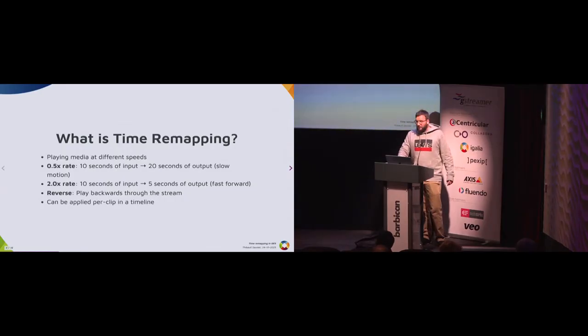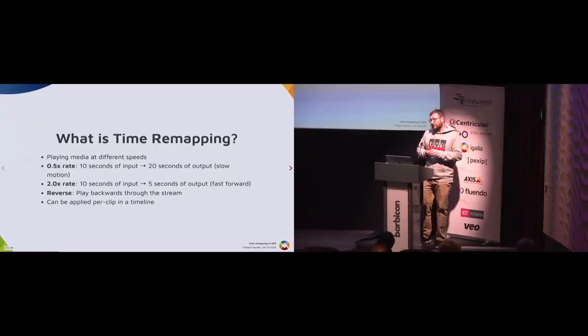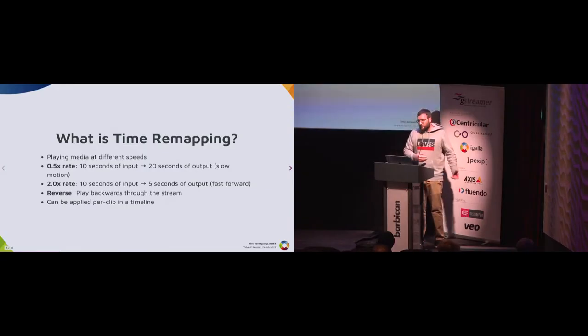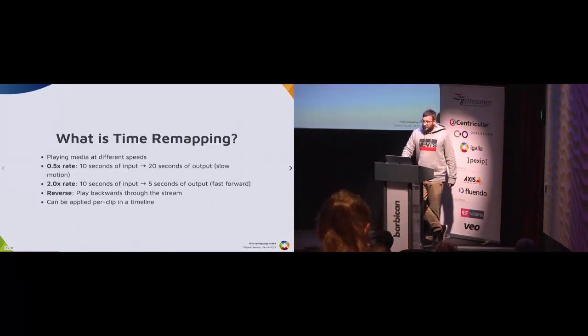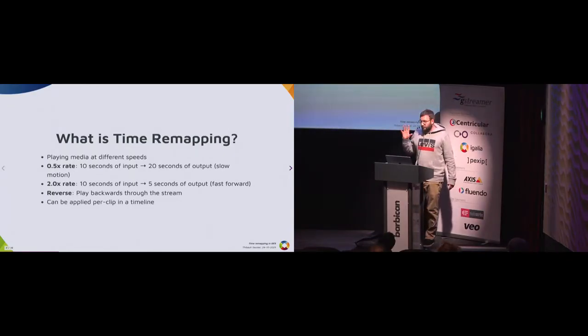It's simple. If you apply a 0.5 rate to a clip, 10 seconds of input media becomes 20 seconds in your timeline. That's slow motion. And with a 2.0x rate, 10 seconds becomes 5 seconds. So it's playing faster, fast forward. And then reverse playback is another form of time remapping where we are going backwards through the media stream, right? In GES, you can apply these effects per clip in the timeline, which means different clips can have different speeds. And the timeline needs to handle the different time coordinate transformations correctly.